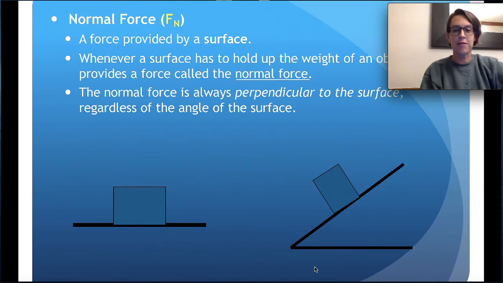If I put my phone on my hand, my hand is a normal force. Okay, so anything that's a surface could be a normal force. And the normal force is always pushing perpendicular to that surface.